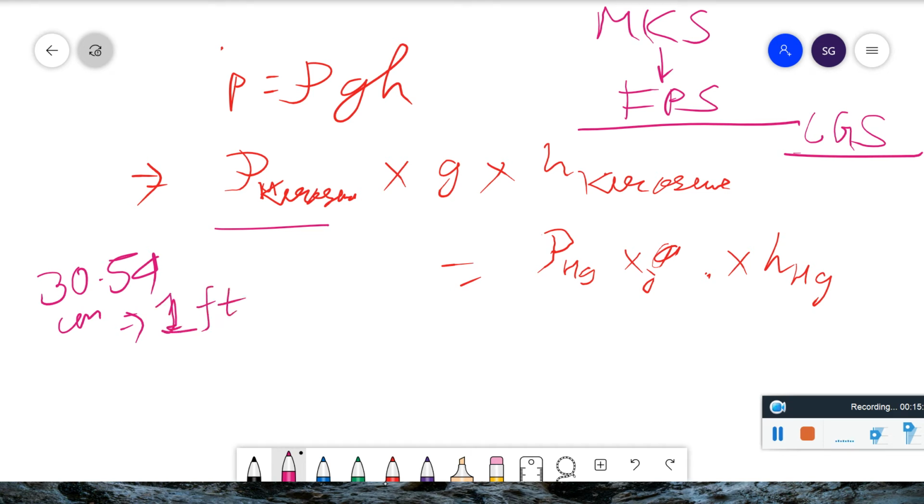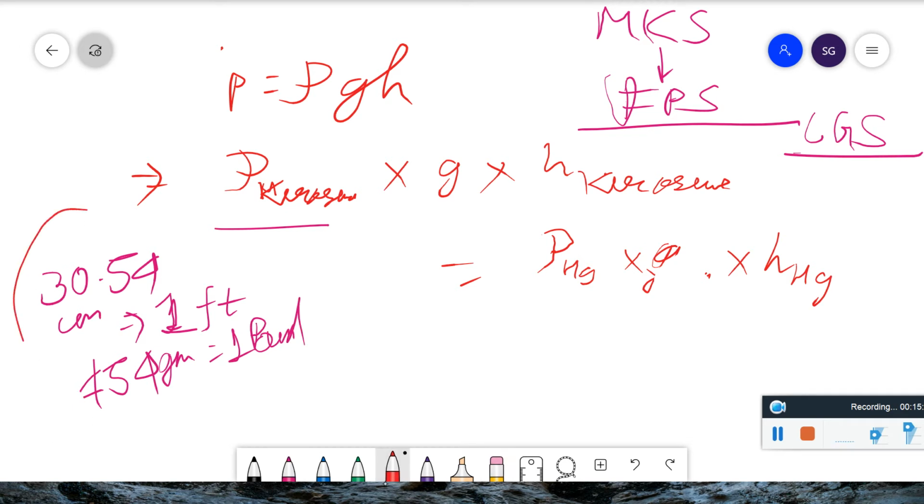Here there are two things that are changed. This is feet and pounds, and we know that 454 gram is equal to 1 pound. Fine. Now if we know this, then our work is done, no issues. This is the most important thing.